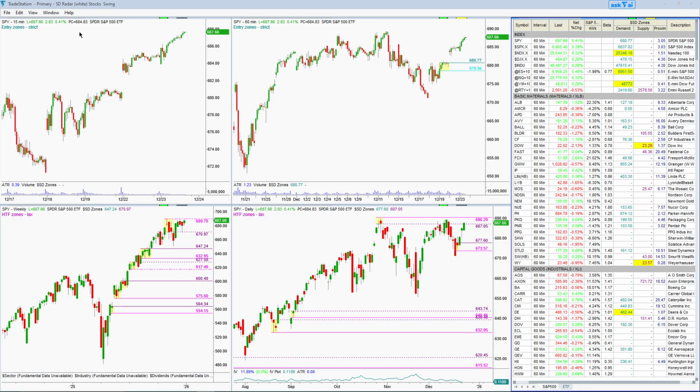I wanted to briefly show you the SD Radar Stocks workspace as well, so you know how it's different from the daily workspace. And of course, the main difference is that in Radar Screen, we scan for 60-minute zones rather than daily zones, and similarly in the primary entry chart up here, we show 60-minute zones rather than daily zones.